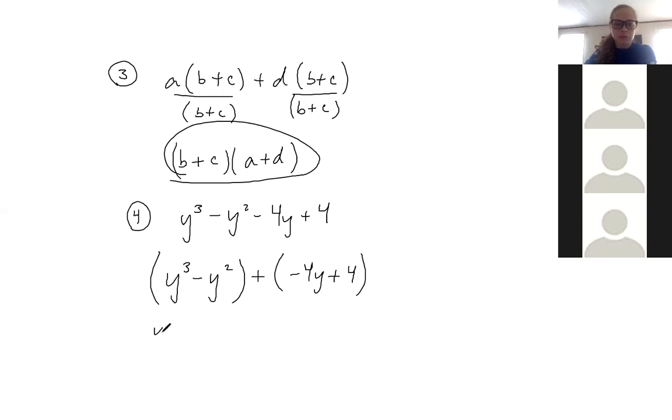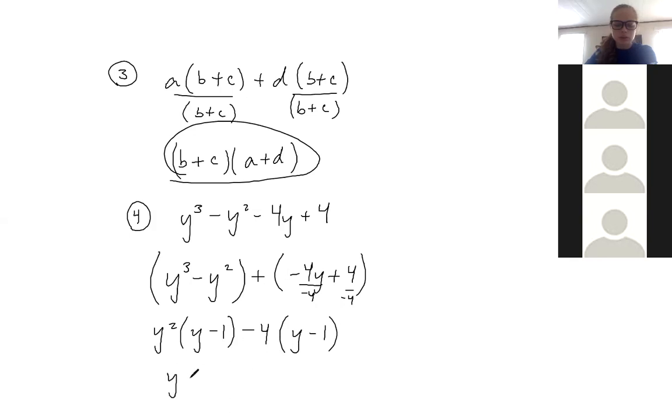Now I can pull out a y squared from both of these terms, and I'm left with y minus 1. So again, how do you check that? Distribute that y squared to the y and to the negative 1. It should be y cubed minus y squared, and it is. And then I can pull out a negative 4 here. So negative 4, and I'm left with y minus 1 as well too.